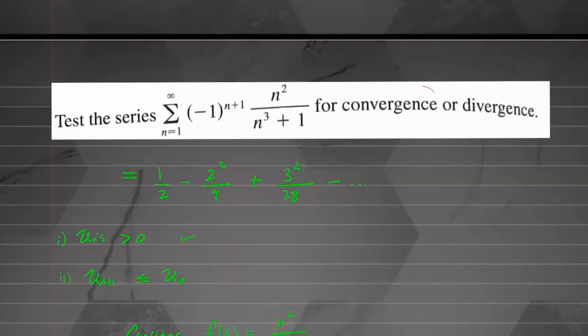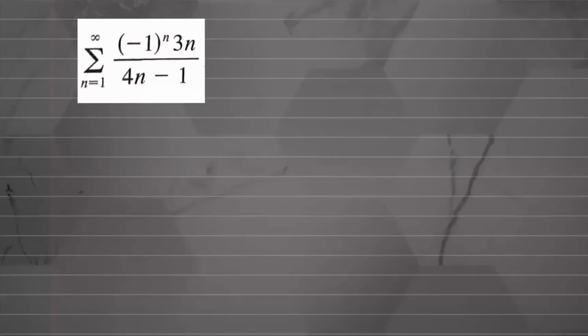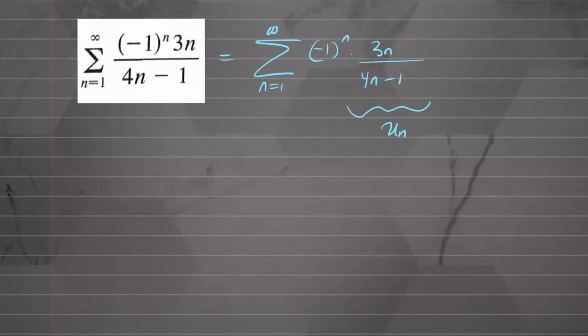So this series converges. All right, here's the last problem for today, where we want to see if this series converges or diverges. It is an alternating series because of this factor. But if you consider the last condition, which is to take the limit of your u_n, so this is our u_n, I'm going to rewrite it this way. This is the sum from n equals 1 to infinity of negative 1 to the n times 3n over 4n minus 1. This piece right here is our formula u_n, the sequence.